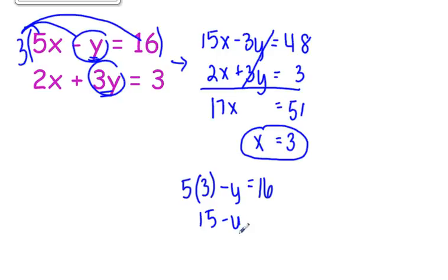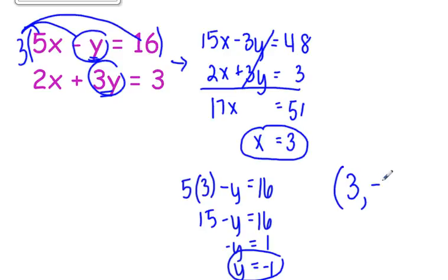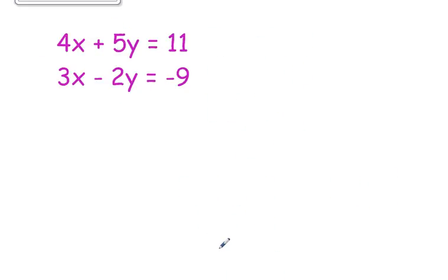I've got 15 minus y equals 16. I can subtract 15 to the other side and divide everything by negative 1. So my solution as an ordered pair is 3, negative 1. That's my elimination method. Here's another example for you. 4x plus 5y equals 11 and 3x minus 2y equals negative 9.